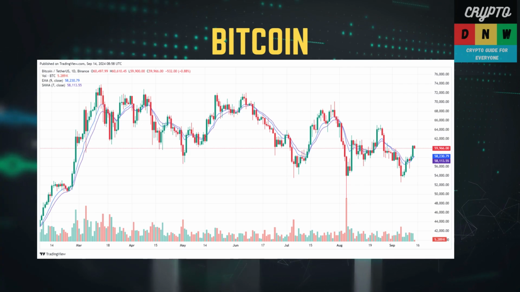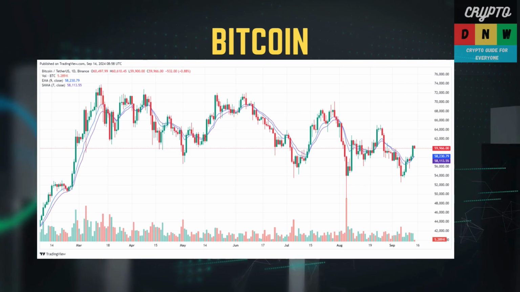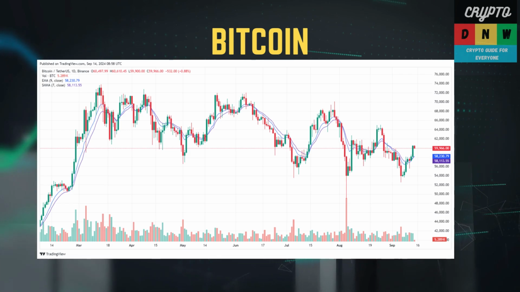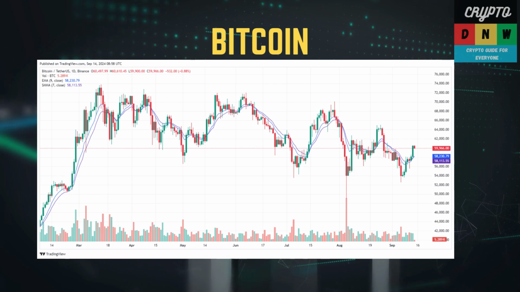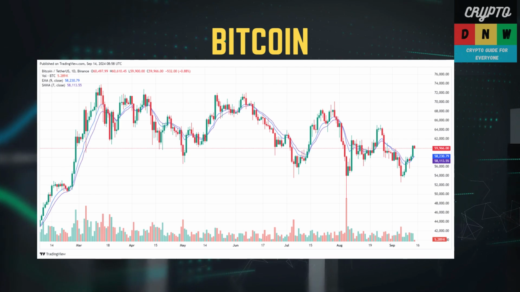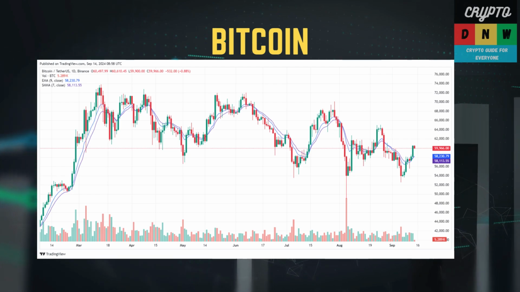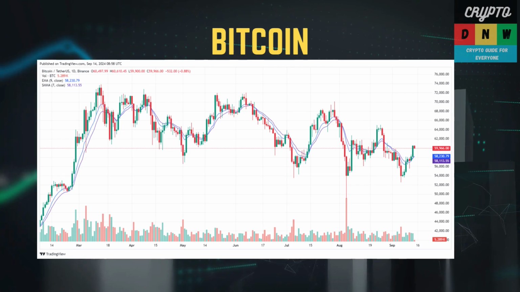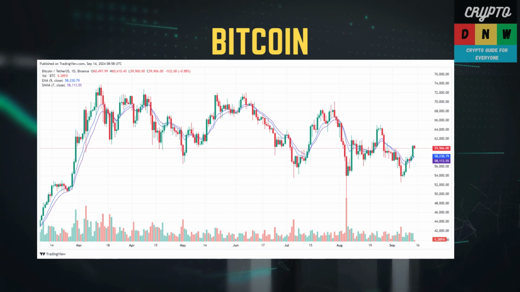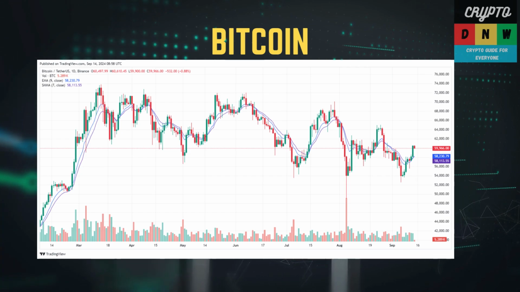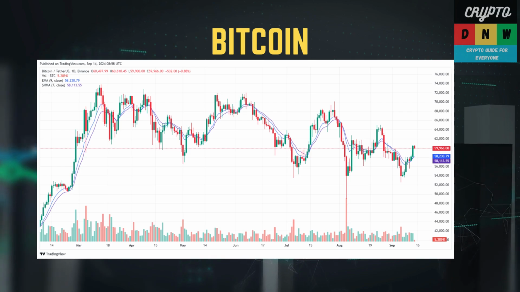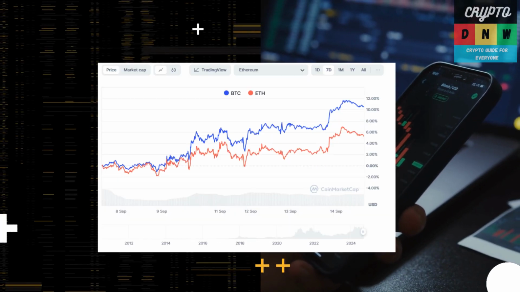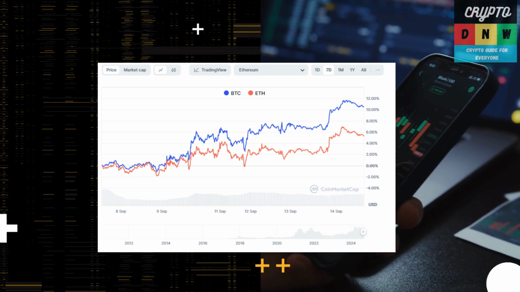Resistance levels: immediate resistance at $61,500, followed by $64,000. If Bitcoin can stay above these moving averages, it could signal further upward movement. However, a break below this convergence zone may lead to a retest of lower support levels like $55,000. For short-term traders, consider buying at support levels and selling near resistance, especially if price continues to bounce between $58,000 and $61,500.